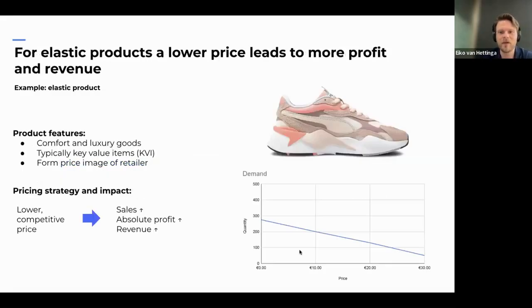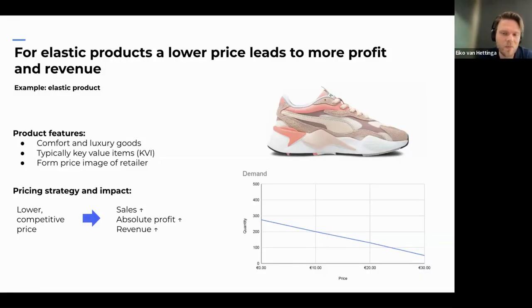Let's take a look at some examples and also what kind of generic price strategies you can use for products with a certain price elasticity. And this is very simplified, but actually there's a lot of truth in this. Now, let's look at an elastic product. Usually these products are comfort and luxury goods. Highly elastic products can also be key value items, and they usually also form the price image of the retailer.